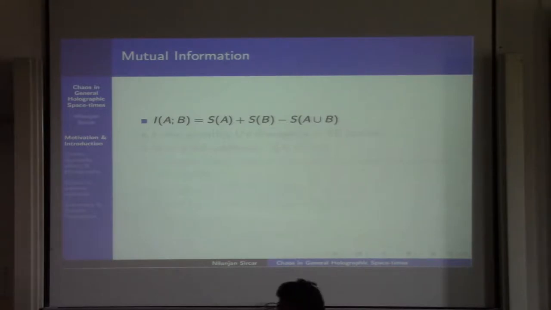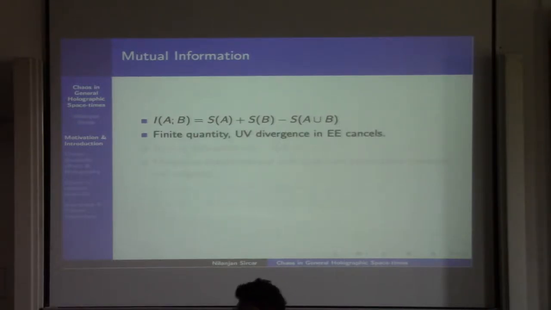So, typically, if you calculate this entanglement entropy in a field theory or by holography, this will have some UV divergences. But you can define some quantity called mutual information, which is a finite quantity. So if you take this combination for the system A and B, this bipartite system, and define this kind of combination of entanglement entropy, you can see that the UV divergence will cancel, and this will be a finite quantity.